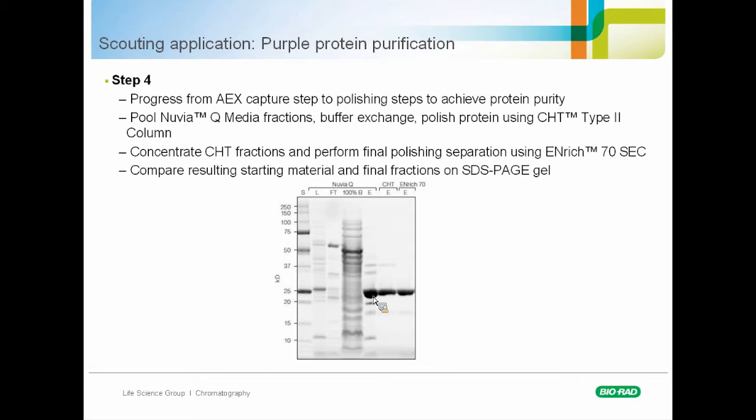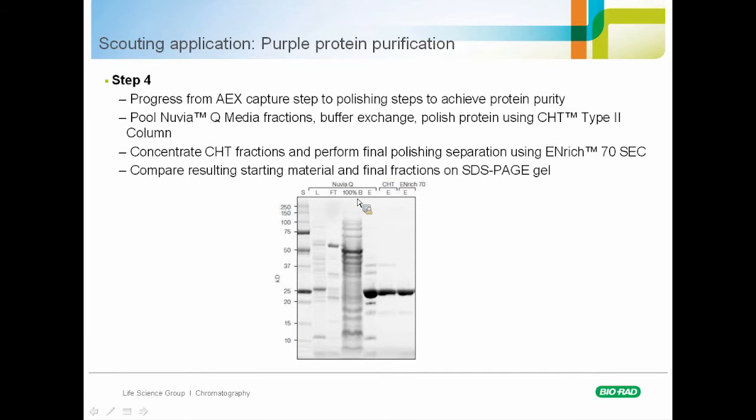I skipped a lane because the one to the left of that is 100% B, the strip wash at the end of the Nuvia Q run, and this just shows that we've stripped everything off of the column and that we had successfully eluted our target protein during the gradient because we see none of the 25 kD signal in the final strip wash.